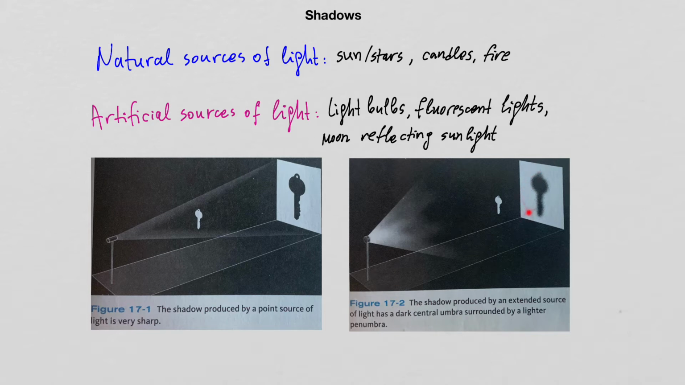The shadow cast by the extended source has two regions in it. It has a central dark region, which is called umbra, and then it has a lighter peripheral region, which is called penumbra. So the central dark region is umbra, and the peripheral less dark region is penumbra.